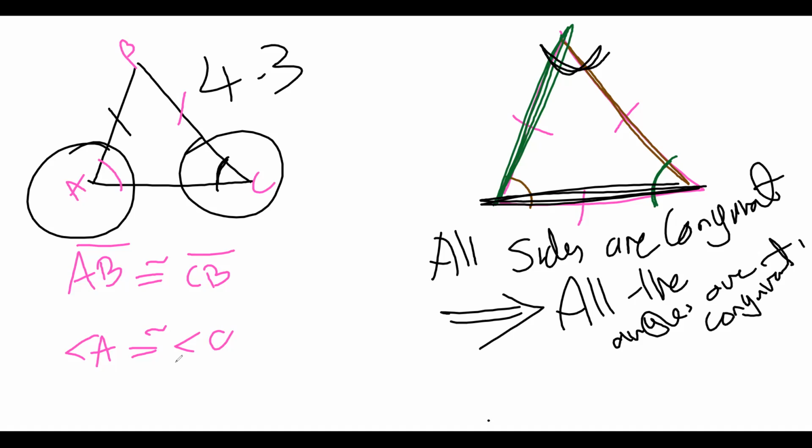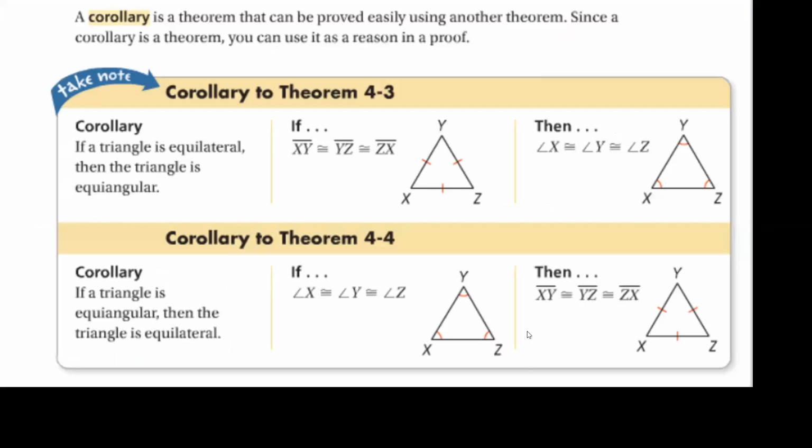So teacher, if we want to make a proof and you give us an equilateral triangle, what do we have to write? Its three sides are congruent, so the three angles are congruent. So what will I write? I'll write corollary to theorem 43. Yes, you can say it is a corollary to theorem 43.